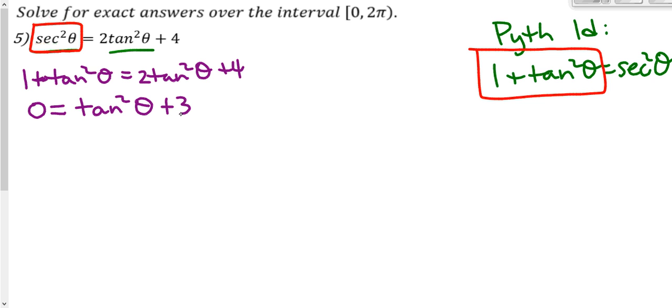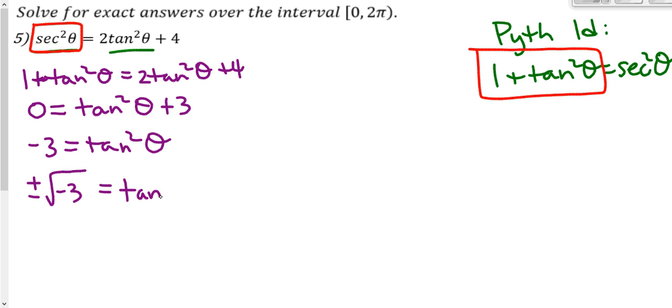Okay, so let's see what can we do here. Let's subtract 3 from both sides. Negative 3 equals tangent squared theta. And then square root both sides, and look what happens. We get the square root of negative 3. Well, that's imaginary, so this is not going to have any solutions. Okay, well, that's probably not as helpful as it was supposed to be if I had done the actual problem.